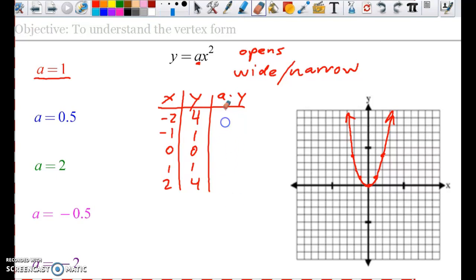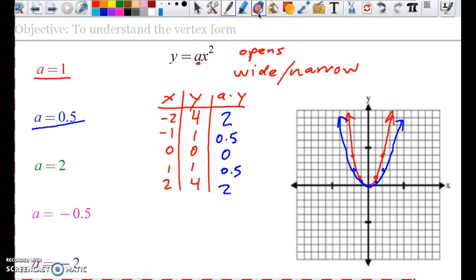Now let's change the a value. Let's do a is 0.5, and since that's closer to 0, my parabola should be wider. If I multiply my y values by 0.5, I get 2, 0.5, 0, 0.5, and 2. So I'll graph that. I'll go 2 to the left, up 2, 1 to the left, up 1/2, 0, 0, over 1, up 1/2, and then up 2. You see now I have this wider parabola, in blue.